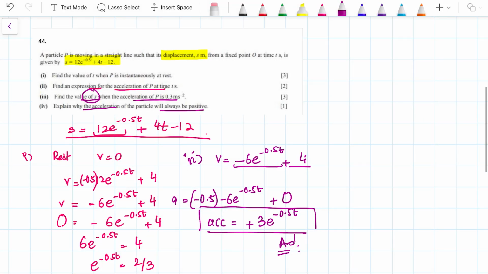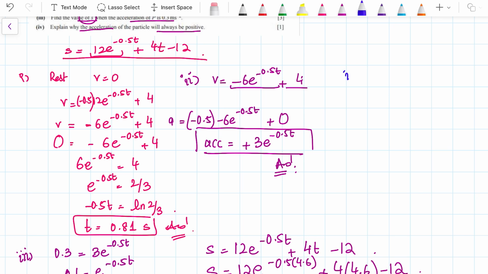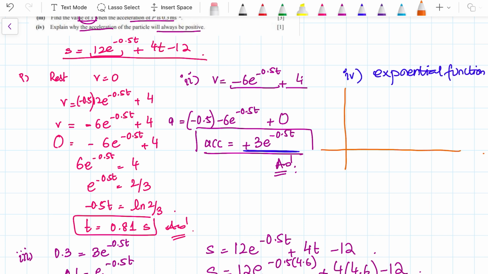Acceleration of the particle will always be positive. Okay, so I'll answer this part here. If you talk about the acceleration, it is an exponential function. And for an exponential function, we need to know how the graph looks. So remember that this is my asymptote. And when I put the time value 0, 3e^(-0.5 × 0) becomes a 3. That means this is the value of 3. And for a negative exponential, the graph looks like this.